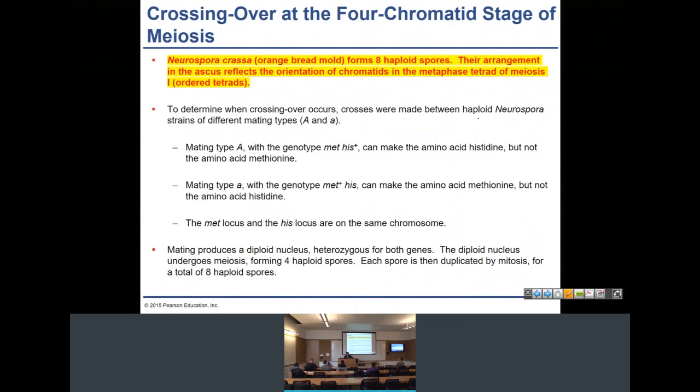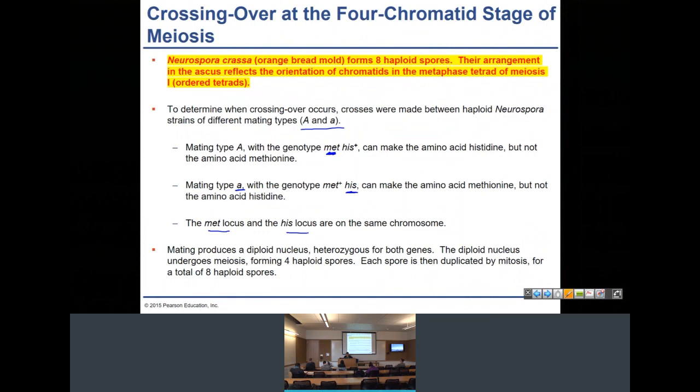For this experiment, they use 2 different mating types, mating type big A and mating type small a. They are nutritional mutants. Mating type big A cannot make methionine, so methionine has to be added to the broth or the nutrient agar for it to grow. Type little a cannot make histidine. So that's the difference between the 2 mating types. They're nutritional mutants and they differ. And both the methionine and the histidine genes are on the same chromosome.